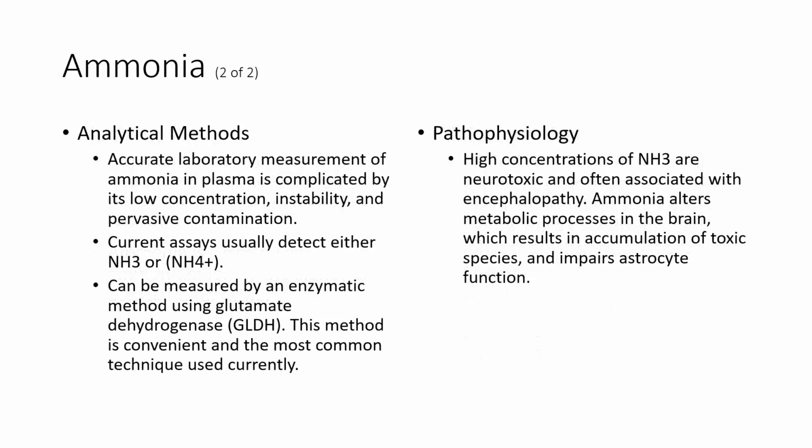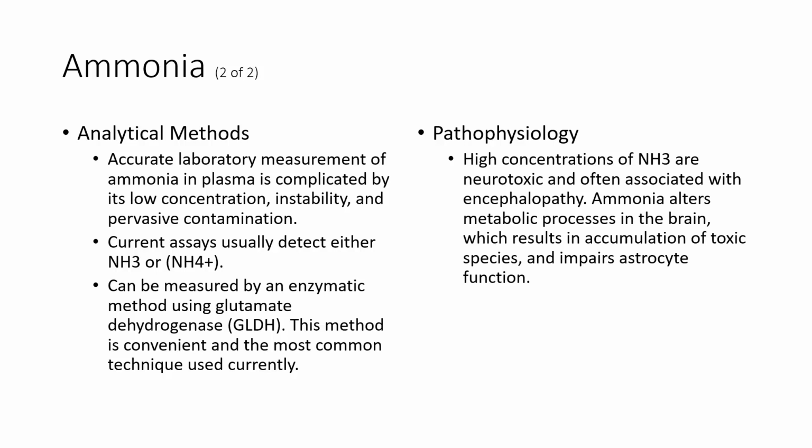So, analytical methods for evaluating ammonia. Accurate laboratory measurement of ammonia in plasma is complicated by its low concentration, instability, and pervasive contamination. Current assays usually detect either NH3 or NH4, ammonia or ammonium. It can be measured by enzymatic method using glutamate dehydrogenase. This method is convenient and the most common technique that's used currently.